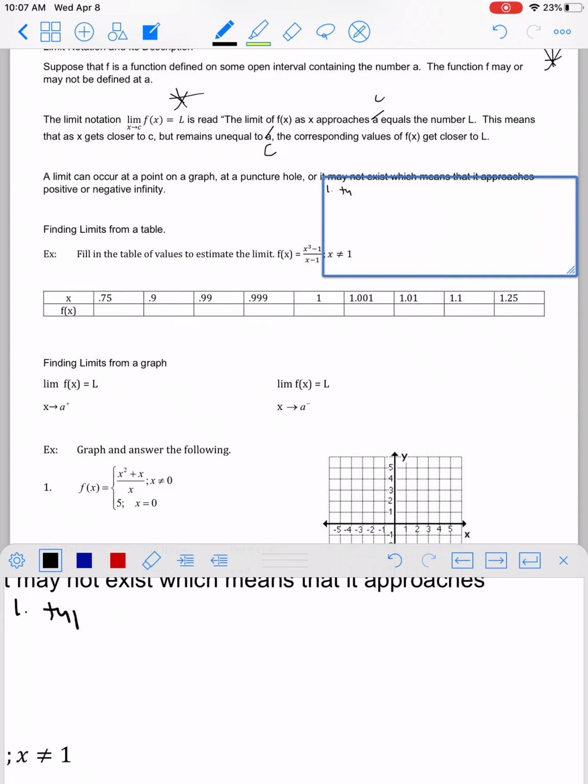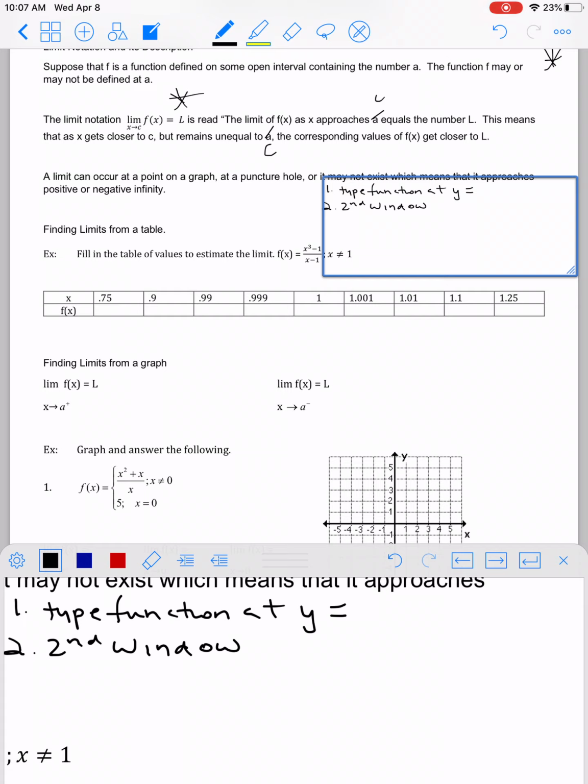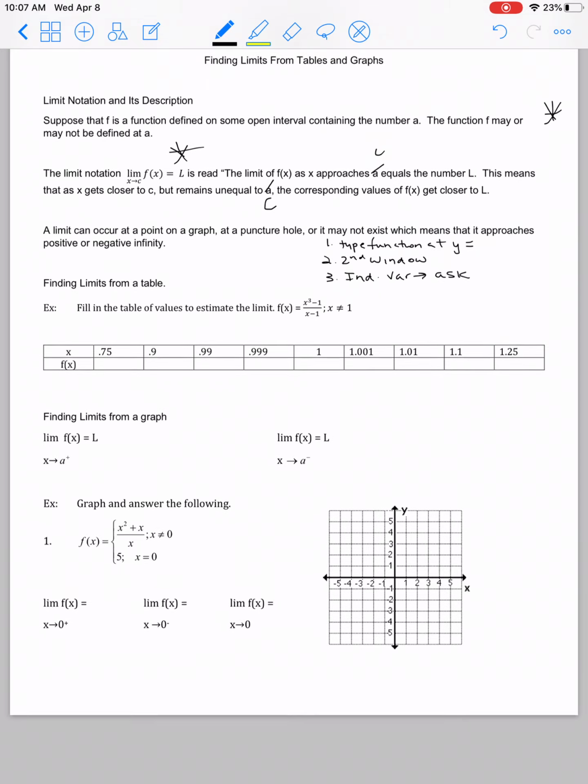type the function at y equals, and this is on your graphing calculator. You're going to press second window, and second window is going to give you the table set feature, and then you're going to change the independent variable to ask instead of auto. And this is going to allow you to make choices for what you want to put.